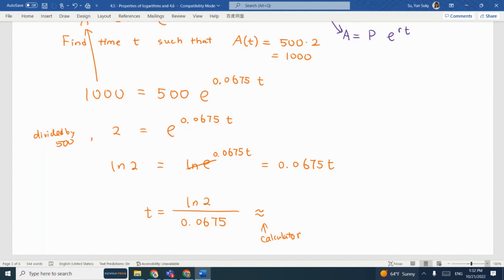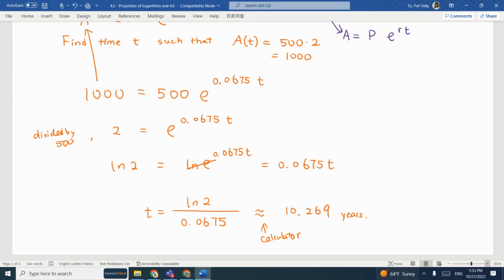And please, when you do real-world problems, only use your calculator at the very last step. Don't use your calculator here for the decimal, because then your answer won't be so accurate. So keep this exact form. Do the calculator at the very last step, then your answer will be as accurate as you want. So put this in your calculator. What do you get? Give me 3 decimal places. Thank you. And that would be years.